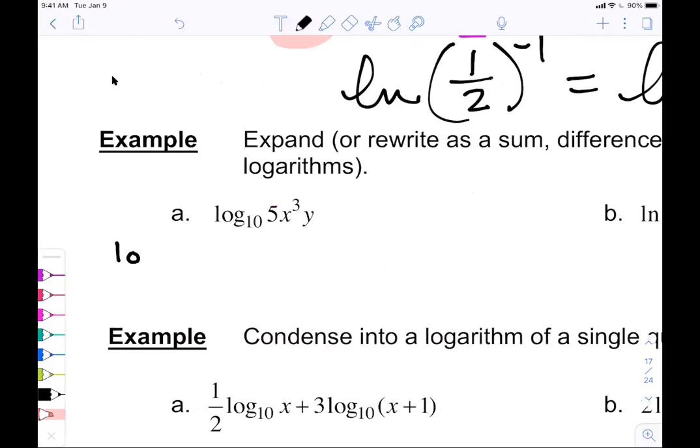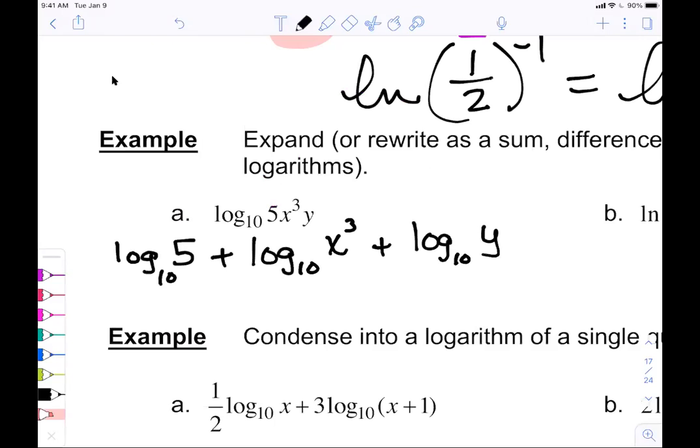So we would have the log base 10 of 5. The x is separate. And then the y is again separate. So there's the constant value of 5, and then there's an x cubed and the y.